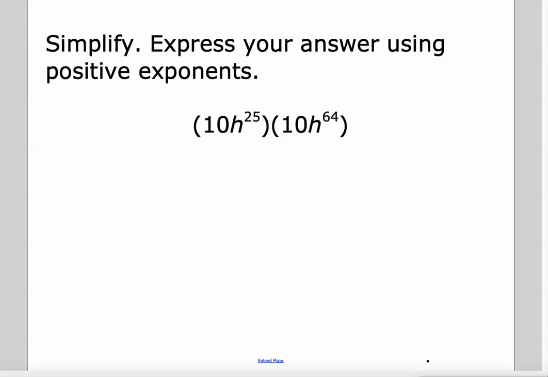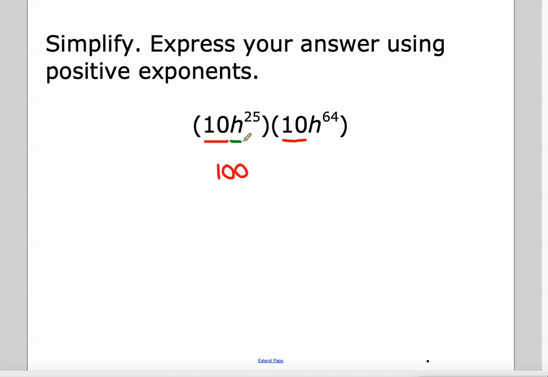All right, another example of this, just with a little bit bigger numbers. We're going to simplify this expression: 10h to the 25th times 10h to the 64th. Again, we can multiply in any order we want. This basically just says 10 times h to the 25th times 10 times h to the 64th. So we'll start off by doing 10 times 10. 10 squared is 100.